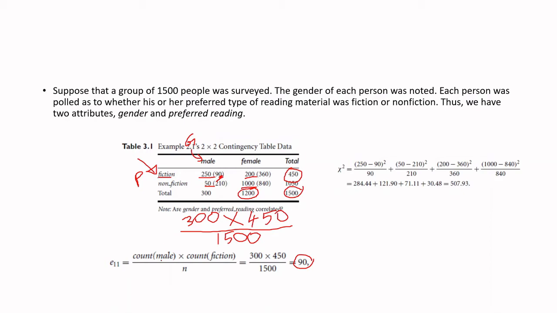Expected എന്ന് പറഞ്ഞാൽ രണ്ട് ആട്രിബ്യൂട്ട്സും ഇൻഡിപെൻഡന്റ് ആണെന്നുള്ള അസംഷനിൽ എത്ര വാല്യൂസ് വരും എന്നുള്ളതാണ് ഈ എക്സ്പെക്റ്റഡ് എന്ന് പറയുന്നത്. ഓക്കെ, അതുകൊണ്ട് ഇൻഡിപെൻഡന്റ് ആകുമ്പോഴാണ് നമ്മൾ രണ്ടും കൂടെ മൾട്ടിപ്ലൈ ചെയ്യുന്നത്. ഓക്കെ, സോ ദിസ് ഇസ് ദി എക്സ്പെക്റ്റഡ്. നമ്മൾ എക്സ്പെക്ട് ചെയ്യുന്നത് എന്താണ്? ഫിക്ഷൻ വായിക്കുന്ന മെയിൽസ് ഇസ് ഓൺലി 90, ദി ആക്ച്വൽ വൺ ഇസ് 250. സോ വാട്ട് ഇസ് ദ ഡിഫറൻസ് ബിറ്റ്വീൻ ദീസ് ടു?